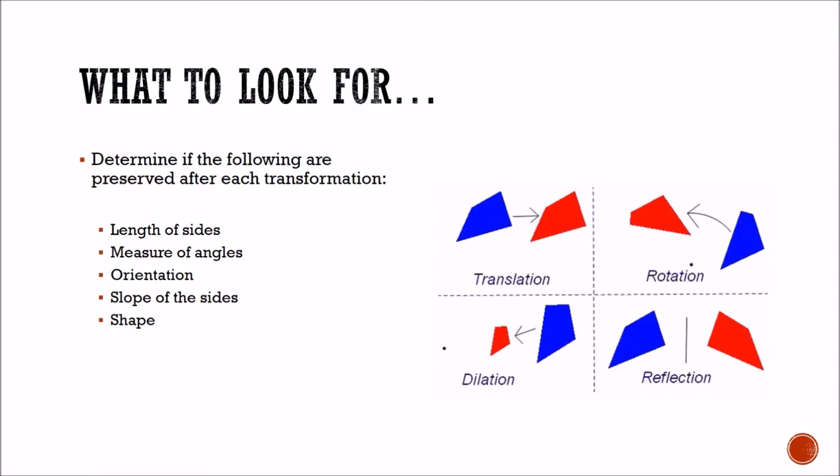Now, during your experimentation, you're looking for a few particular things. The first thing is to determine which of the following are preserved after each transformation. So observing things about the lengths of the sides, measure of the angles, the overall orientation, the slopes of the sides, and the general shape.